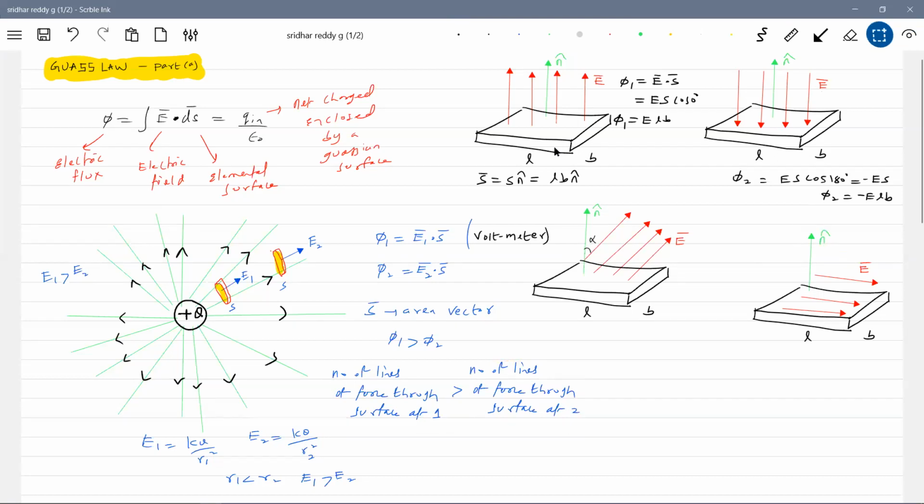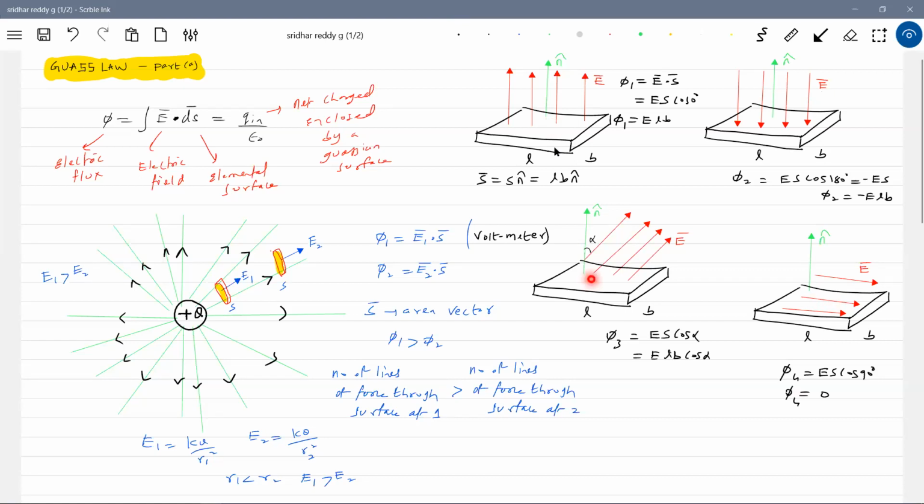Third case, what is the angle between n cap and E? It is alpha. ES cos alpha, so ELB cos alpha. Now the fourth case, ES cos 90 degrees, so this will be 0. What do you mean by flux 0? It means the lines of force are not passing through the surface.